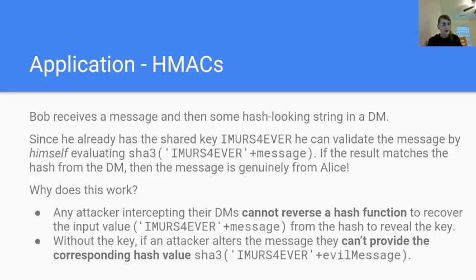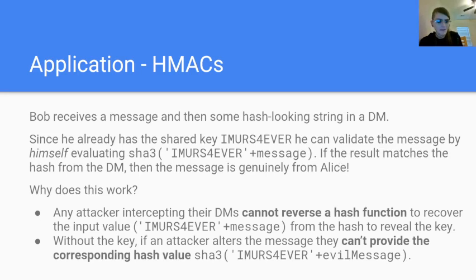So on Bob's end, he receives the hash and the message in a DM. He knows the key that Alice whispered in his ear, "I'm yours forever." And so he can validate the message by himself evaluating the hash of the secret key concatenated with the message. He just does this. You can type it into a terminal, sha3sum of "I am yours forever," and then paste the entire message in and see what the hash looks like. And if it's the same hash that he got from Alice, then it is an authentic message that has not been tampered with. The hash proves it. The hash is the signature here. She has signed her message with this hash.